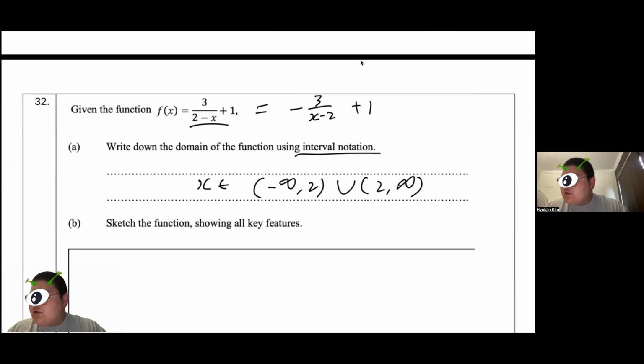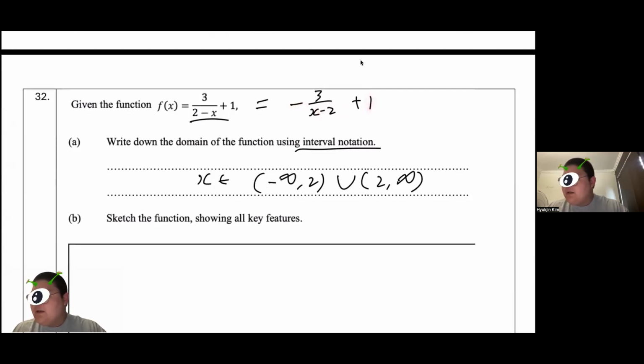Anyhow, so what do we know? It is a translation by 2 to the right, and then a vertical flip, and then it goes up by 1. Okay?